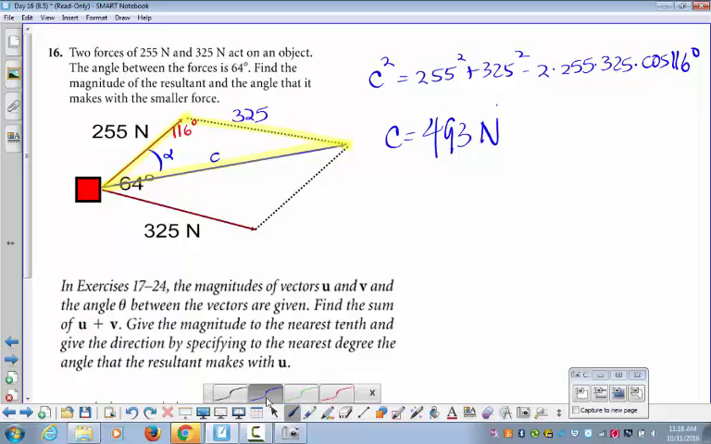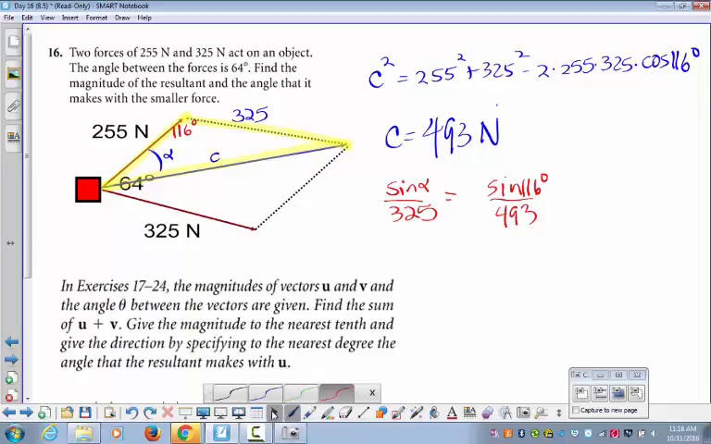Now that we have side C, we can use law of sines to find angle alpha. So we can put angle alpha in the numerator. So let's do sine of alpha over the side opposite alpha, which is 325, equals the sine of 116 over 493. And ideally, we would take this out a couple decimal places to mitigate propagated error. I'll just write it as 493. But in your calculator, ideally, you're going to use a couple decimal places just to try to mitigate some error.